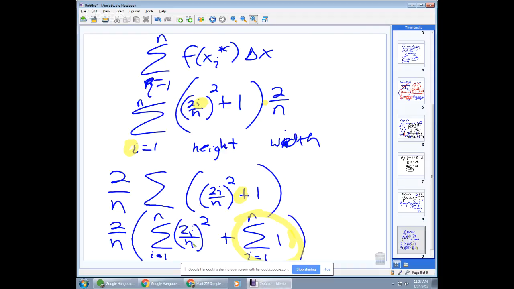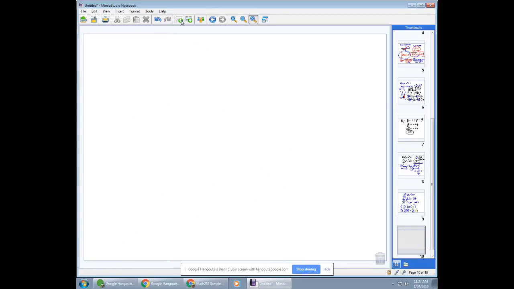All right. We have a 2i over n squared. Can we take out the 2 over n? It's the same thing too. So we can clean that up. Okay. So here's where we're at now.